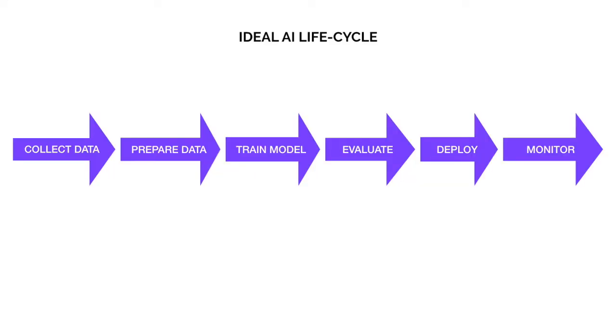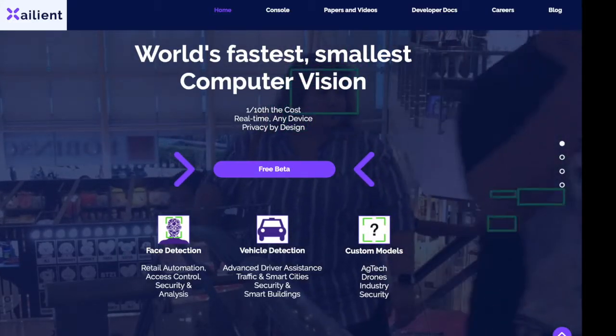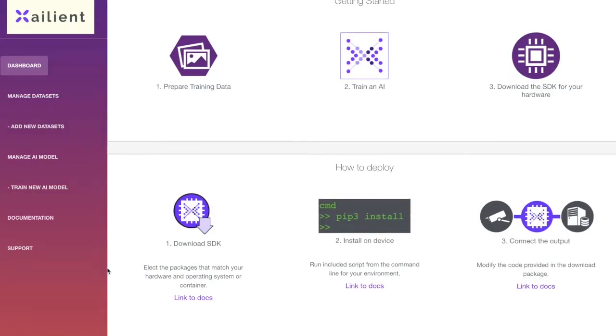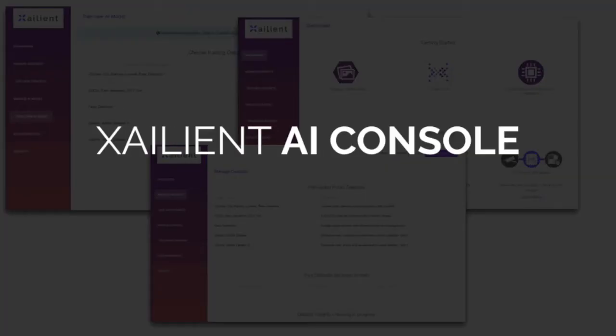The ideal AI lifecycle looks like this, but in reality, it looks a lot like this. An AI project can get complicated very easily if you do not have a system in place. As a computer vision company, we say this from our own experience. That's why we built a tool which we could use to manage our AI projects. Now, we are bringing this tool to you.